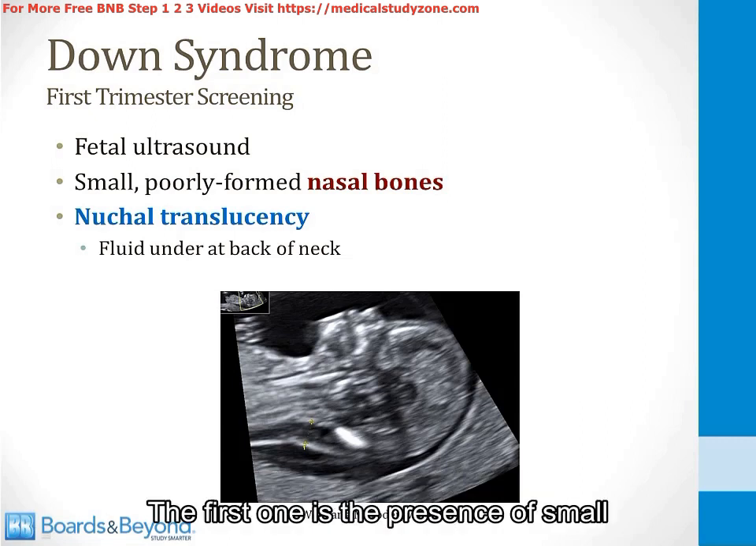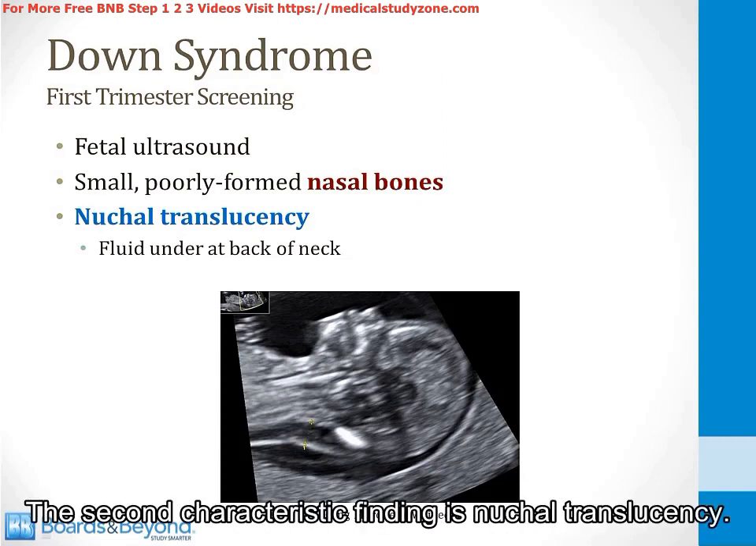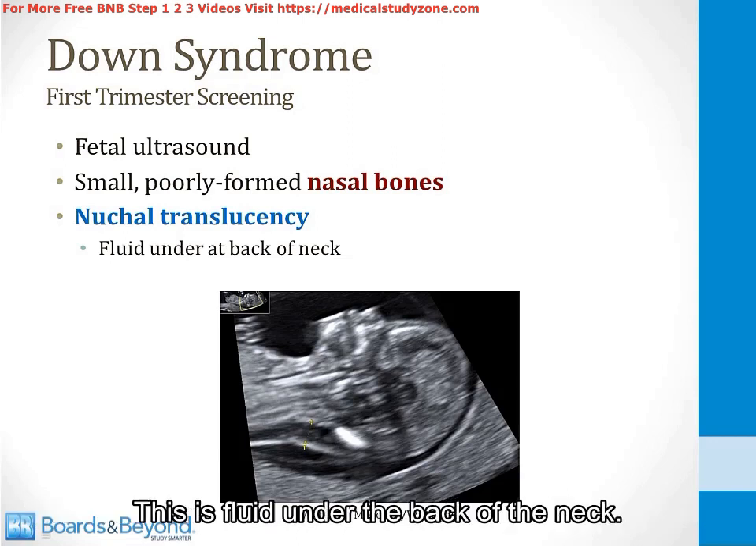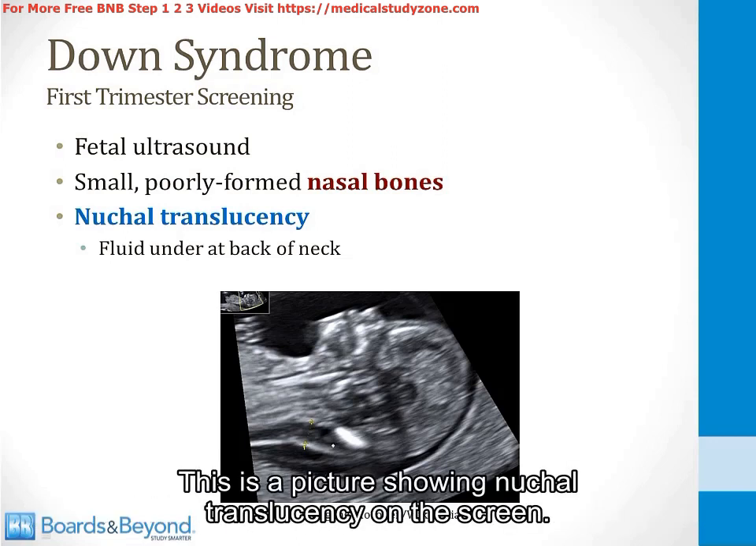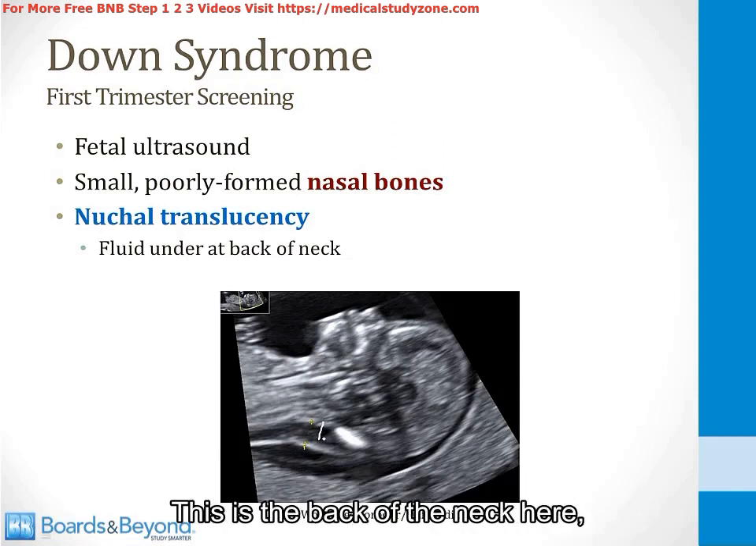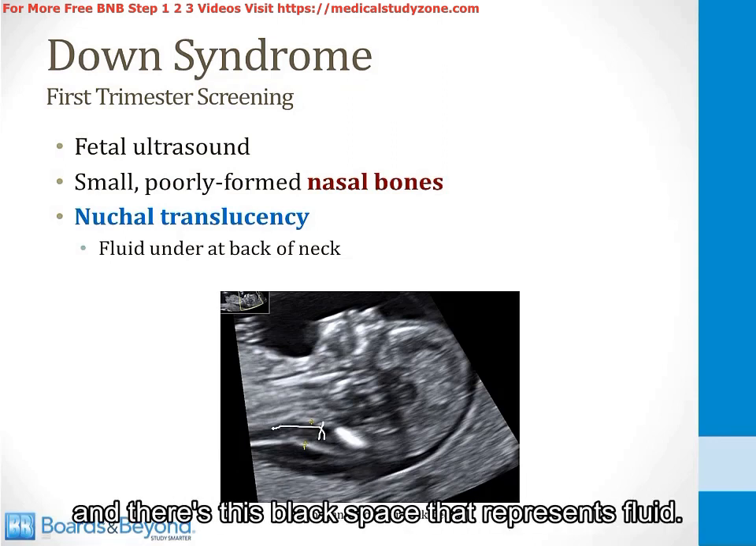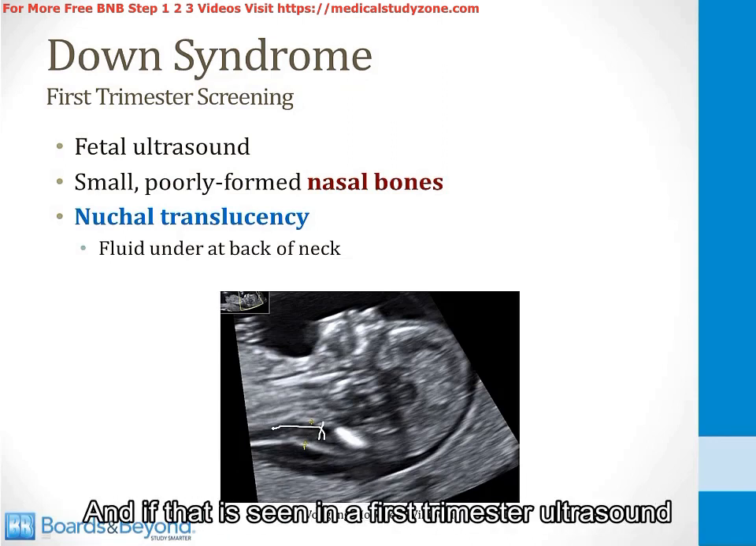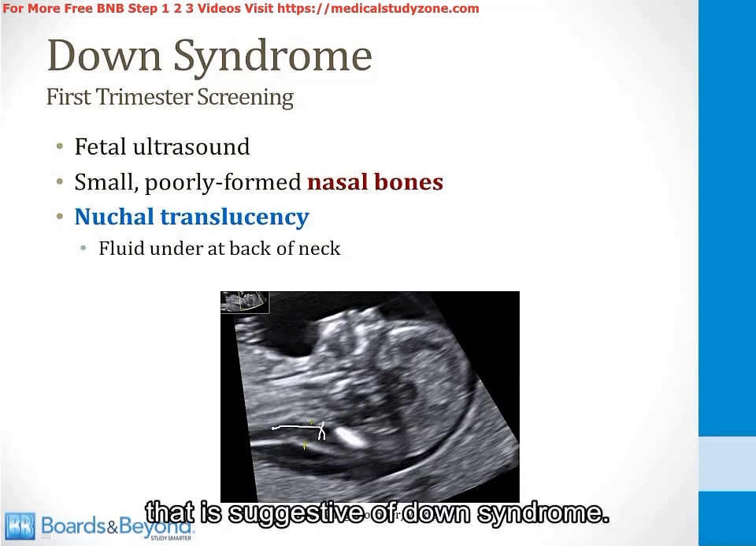The first one is the presence of small, poorly formed nasal bones. We talked before about how children with Down syndrome have a flat profile and a flat nasal bridge, and you can see some of those features on a fetal ultrasound. The second characteristic finding is nuchal translucency. This is fluid under the back of the neck. This is a picture showing nuchal translucency on the screen. This is the back of the neck here, and there's this black space that represents fluid, and if that is seen in a first trimester ultrasound, that is suggestive of Down syndrome.